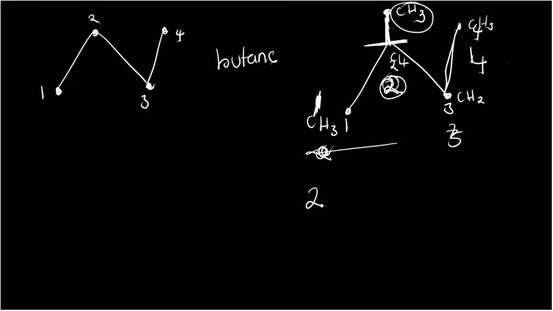So you say 2-methyl. What is the parent name? How many carbons are there on the longest chain? They have 4 carbons, so it will be 2-methyl butane. That's what it means. Okay.